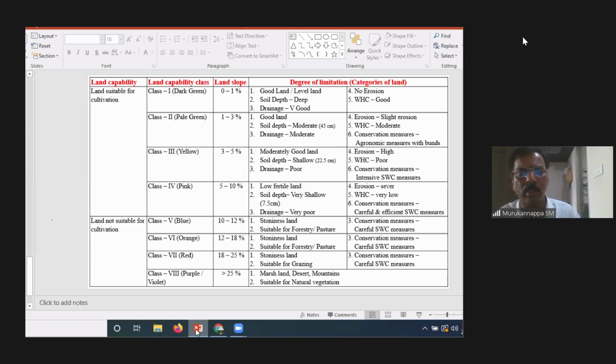Okay, so after the fourth category, the fifth, sixth, seventh, and eighth are not suitable for cultivation. But at the same time, you can use that land for other purposes, such as developing forestry or pasture, or other land use patterns. What we say, land use patterns or land use systems can be developed.